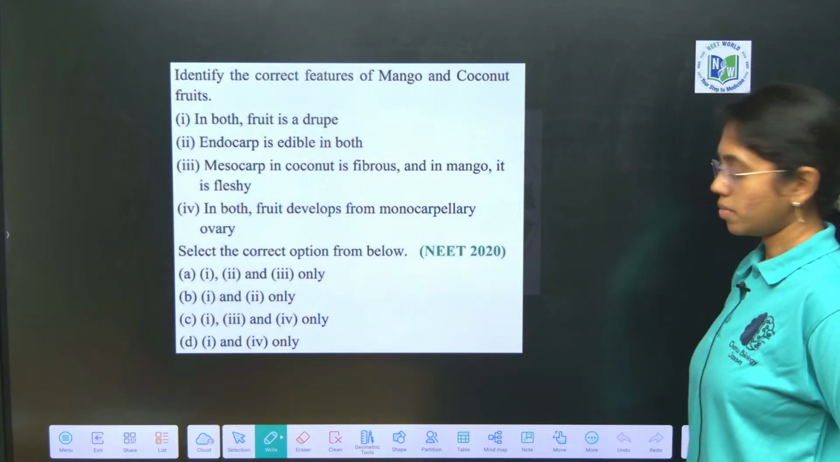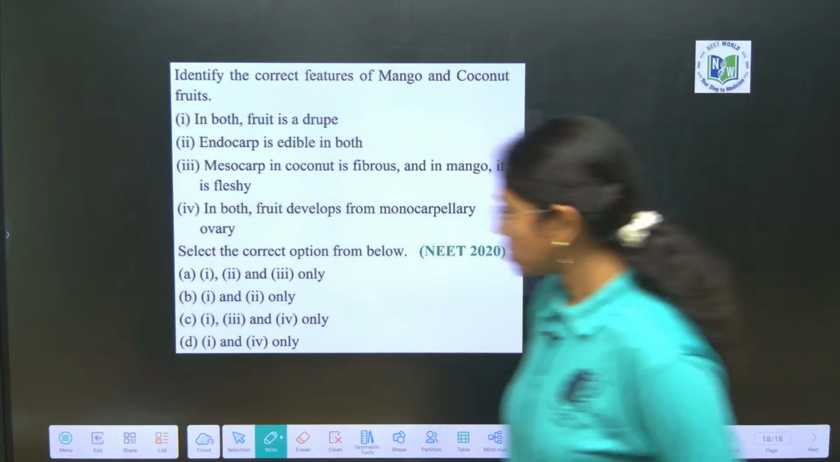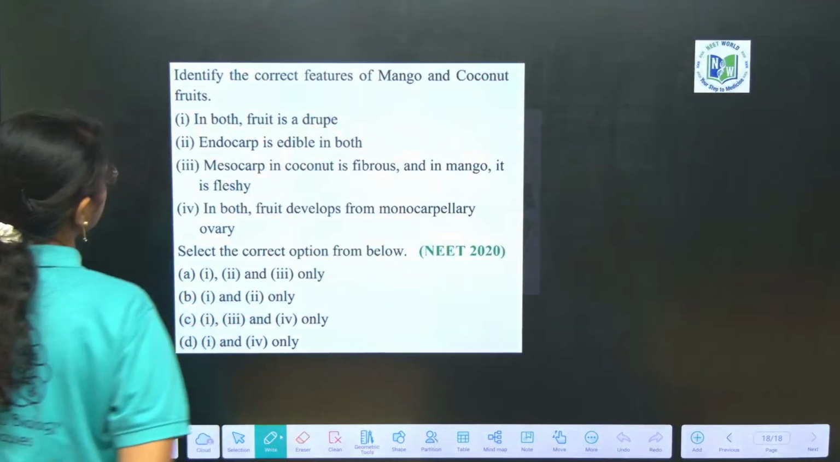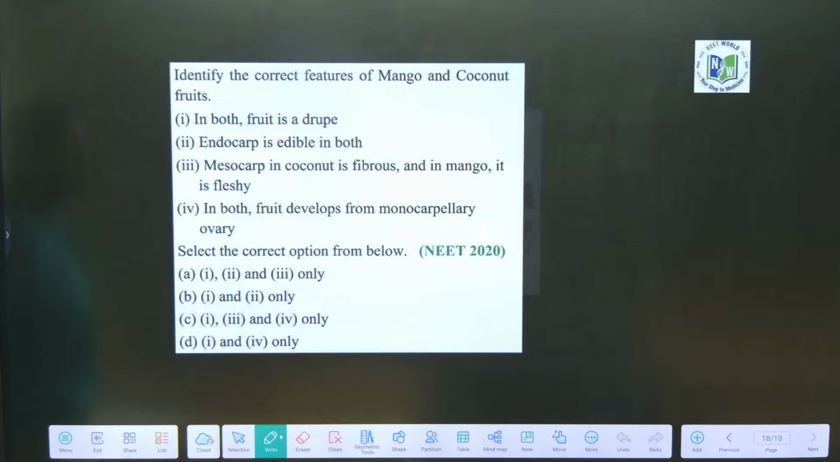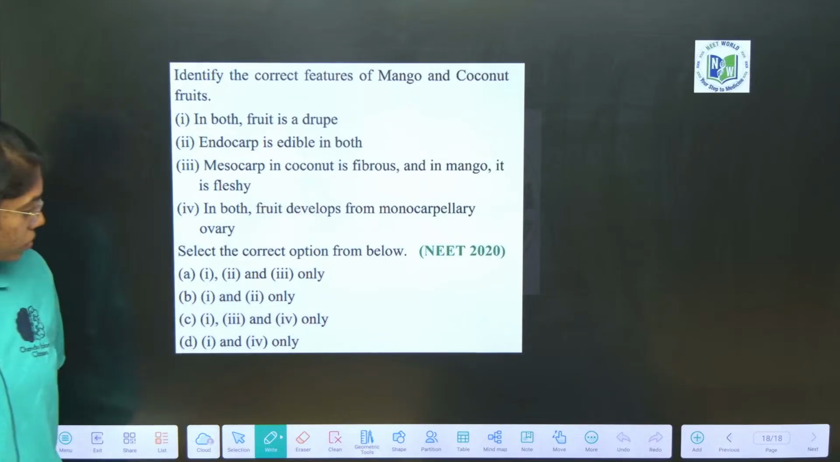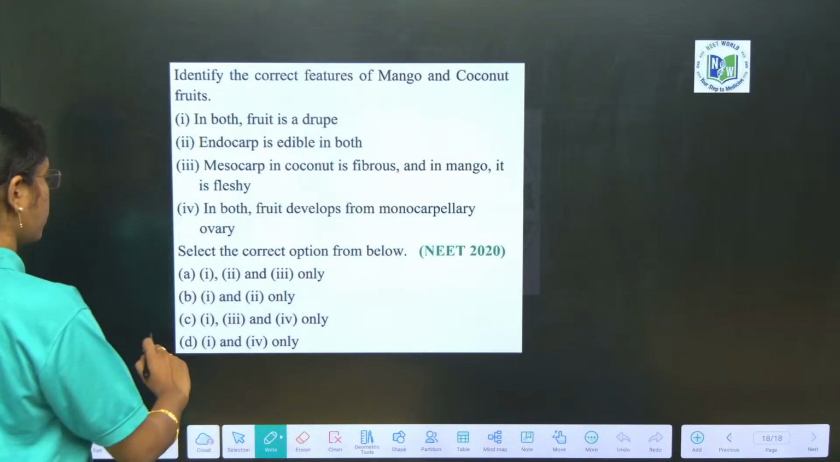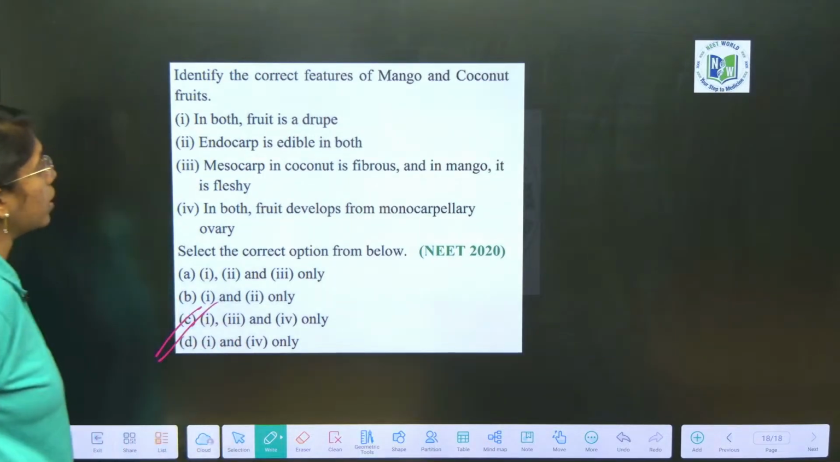Identify the correct features of mango and coconut. Both are true. Endocarp. Tell me the right answer. Look into all options and tell me the right answer. 1, 3 and 4. Okay, 1, 3 and 4.